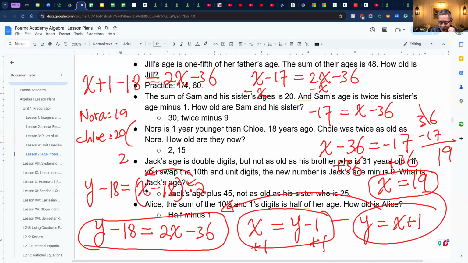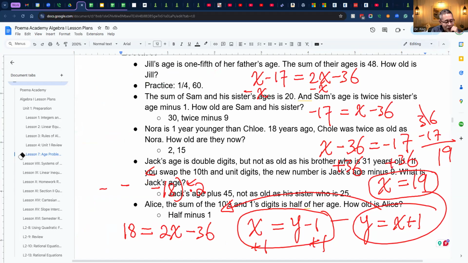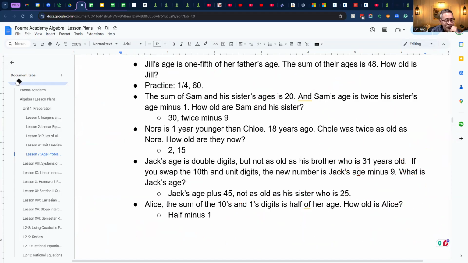Okay. Now we're going to see the same problem, but with different numbers. So in this one, it's our practice. In this case, Nora is 2 years younger than Chloe. And we're now talking about 15 years ago, Chloe was twice as old as Nora. How old are they now?